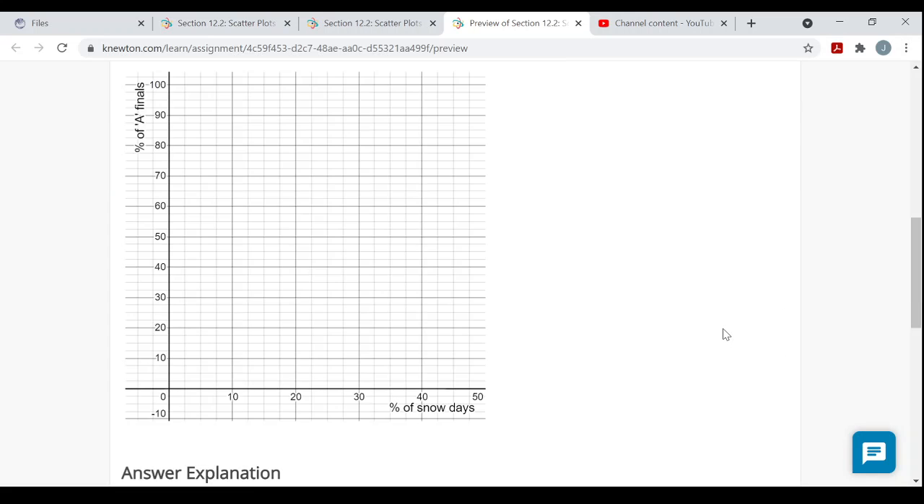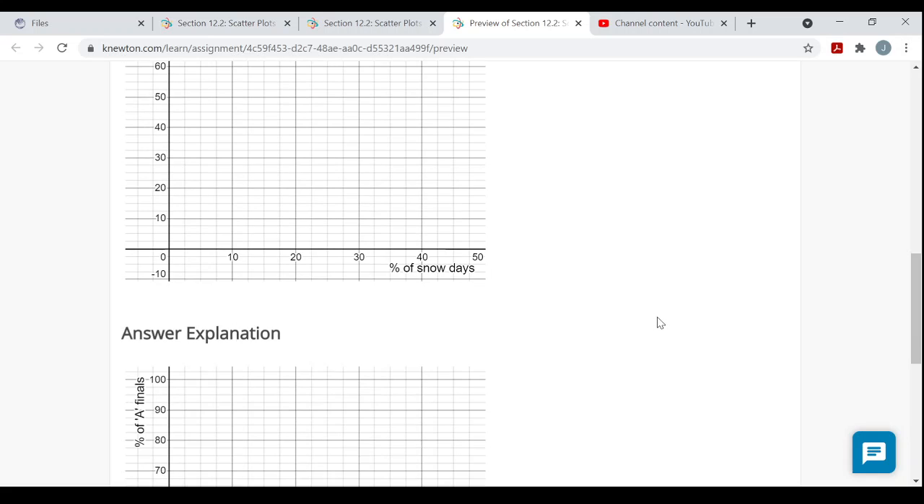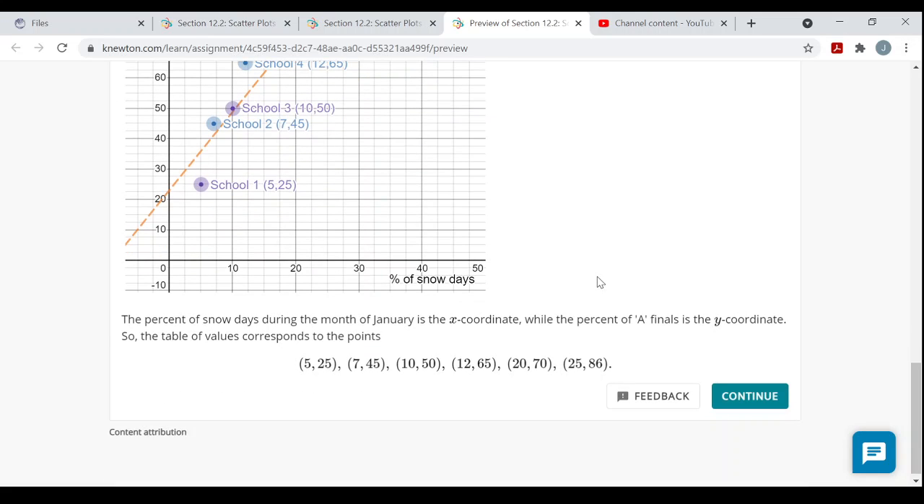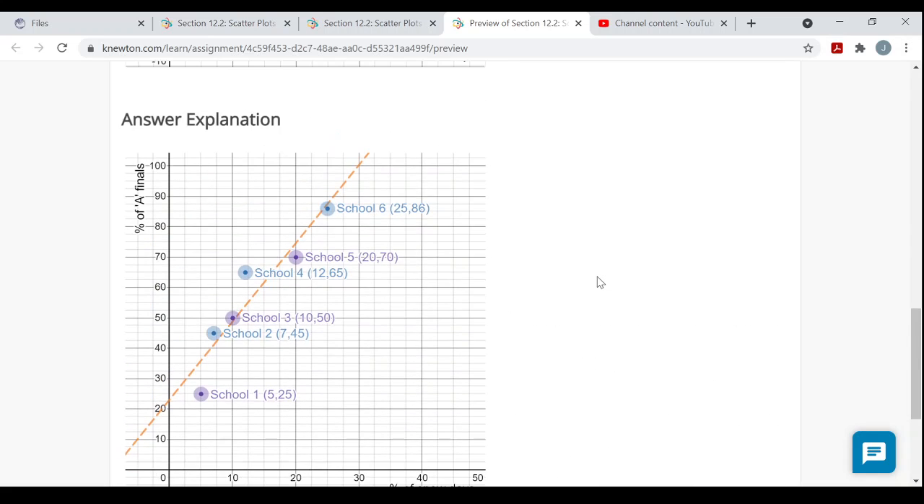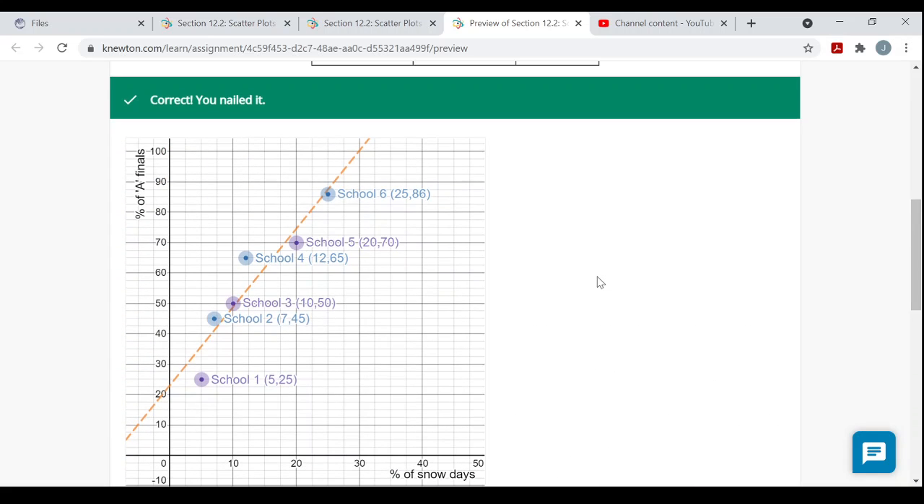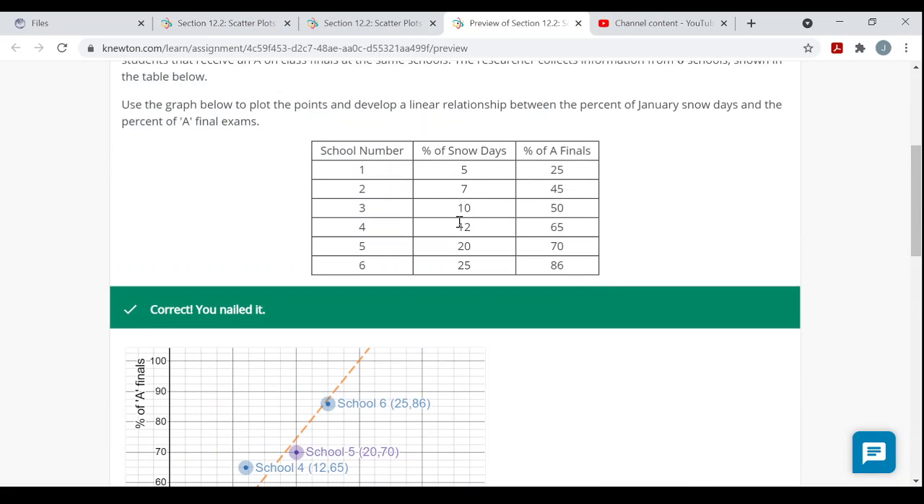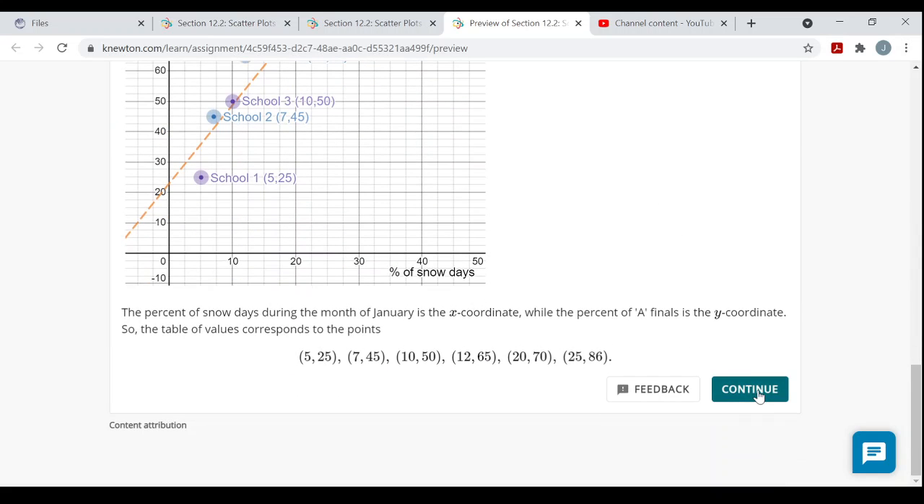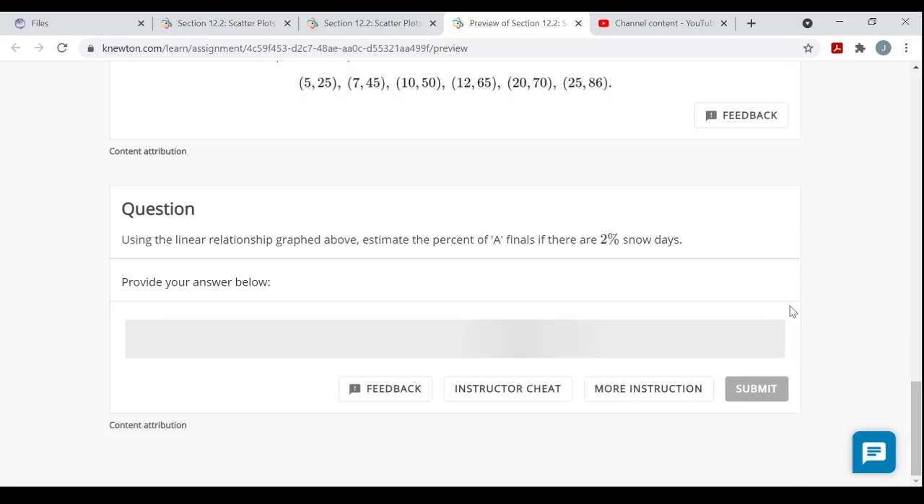And like I said, these ordered pairs look like they're pretty close to forming a straight line with a positive slope. So we would say that there's a positive linear relationship between the x and y variables here, between the percentage of snow days and the percent of A finals. All right, and I'm pretty certain that this is all for this question. No, there's more to it. All right.